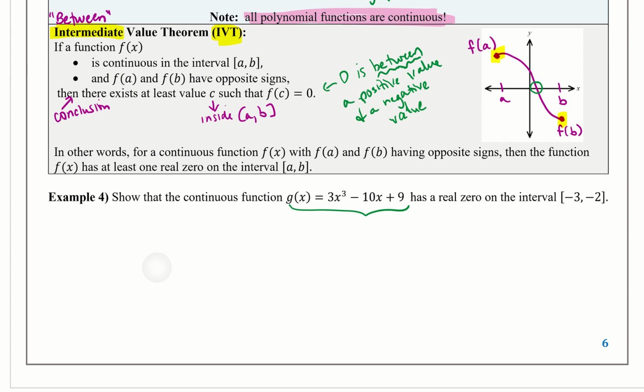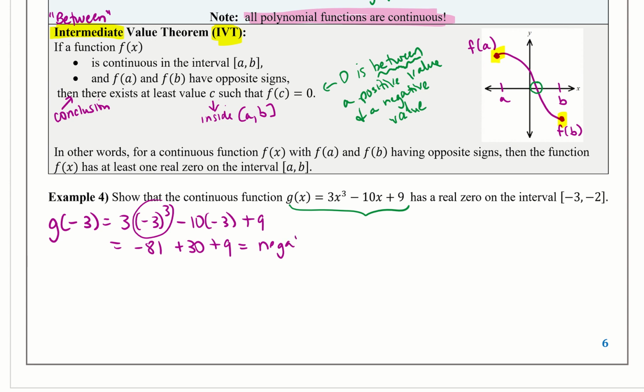So here's what we can do. Let's evaluate g at -3. And really, all I care about is whether g is positive or negative when I use an input of -3. So this would be 3 times -3 cubed minus 10 times -3 plus 9. So this is -27 times 3 is -81 plus 30 plus 9. And I end up with a negative.